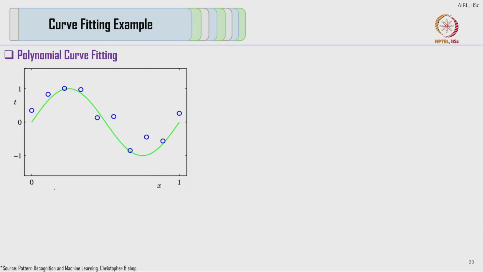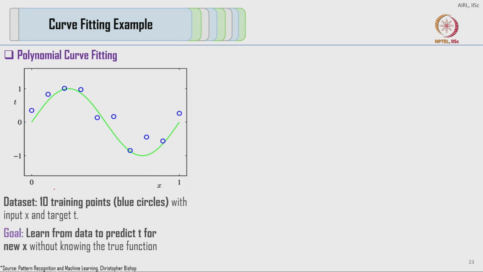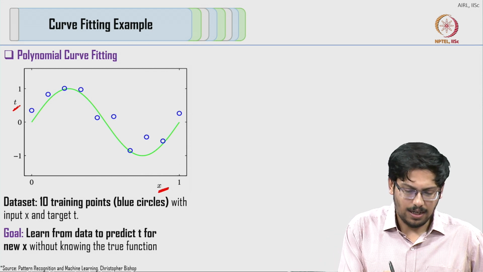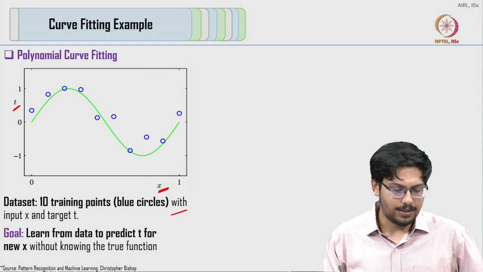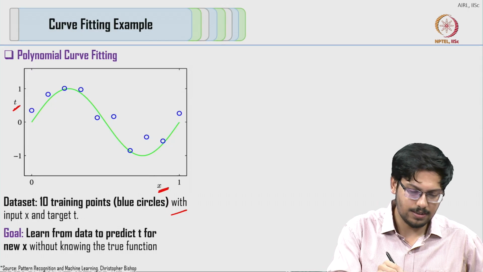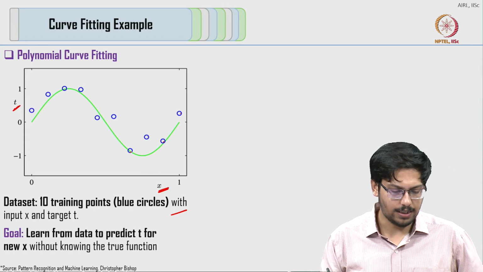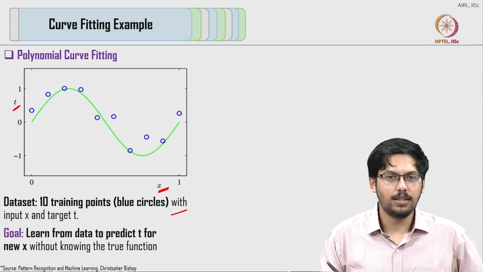So let's start with a curve fitting example. We observe here that there is a curve in green. In this particular example, let's take X as the input to the learnable algorithm. Let's take T as the corresponding ground truth, or something that the model needs to predict. So let's make the data set 10 training points, consisting of blue circles as we can see here. The goal is to learn from data to predict T from any new X.